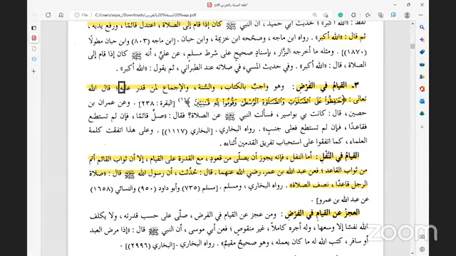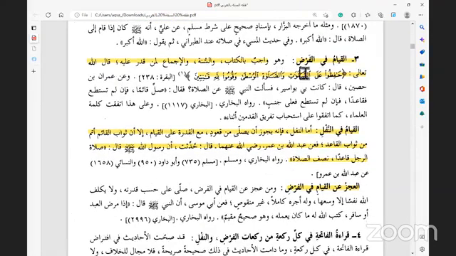You can't. Your whole salah is invalid. So what else? Al-Qiyam fil Fard. What is Al-Qiyam fil Fard? Standing for the obligatory prayers. So what does it mean to stand for the obligatory prayers? Standing for the obligatory prayers versus the non-obligatory prayers.